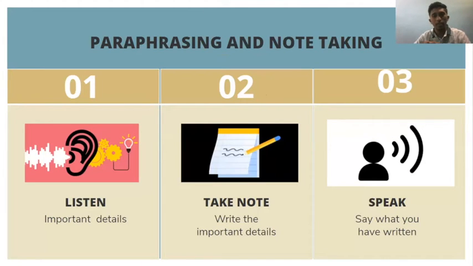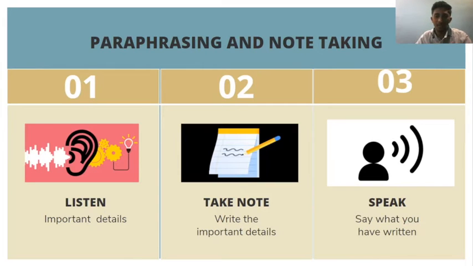So the first step to do when it comes to paraphrasing and note-taking will be listen. You listen to all the important details only, whatever that you hear and whatever that you feel is important for further communication, you listen to those points. And step 2, you immediately take note of it. That means write those important details on a piece of paper, or if you're using a laptop or a computer, you can type that in.